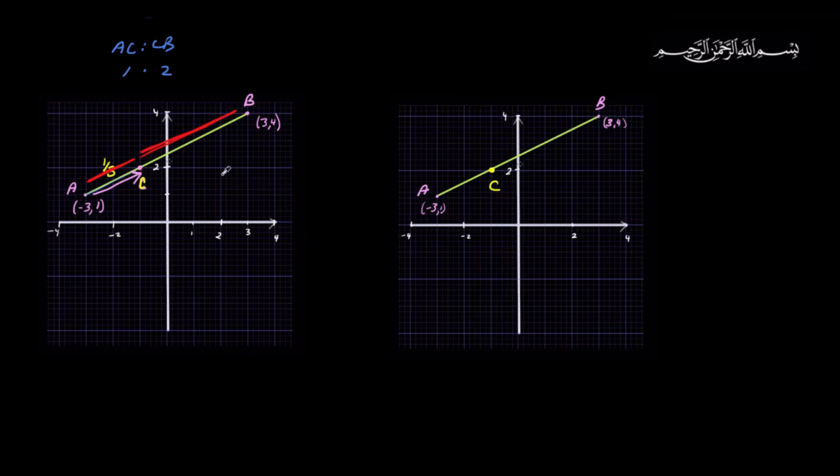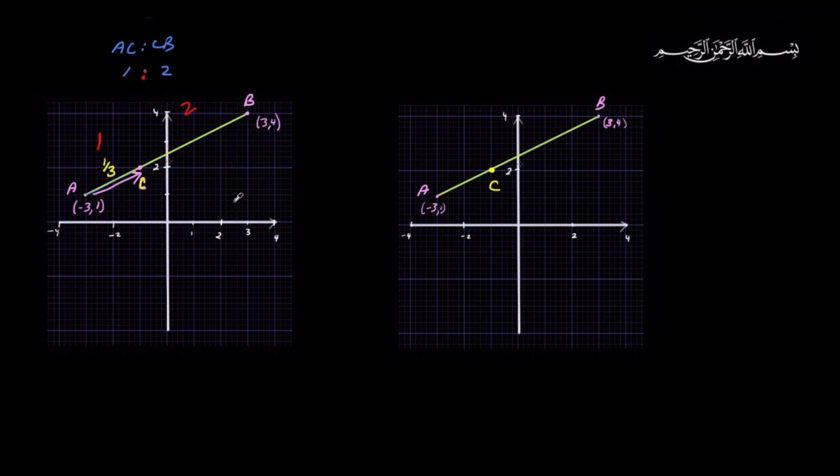In other words, if this is 1, this would be 2. Now, if you understand this, this segment is twice as big as this segment. That is true in length. If this was like 5, this would be 10. If this was 12, this would be 24, because it'd be twice as long.